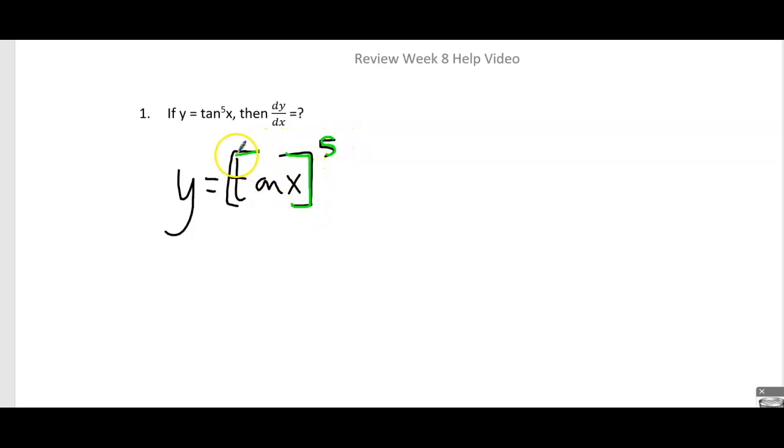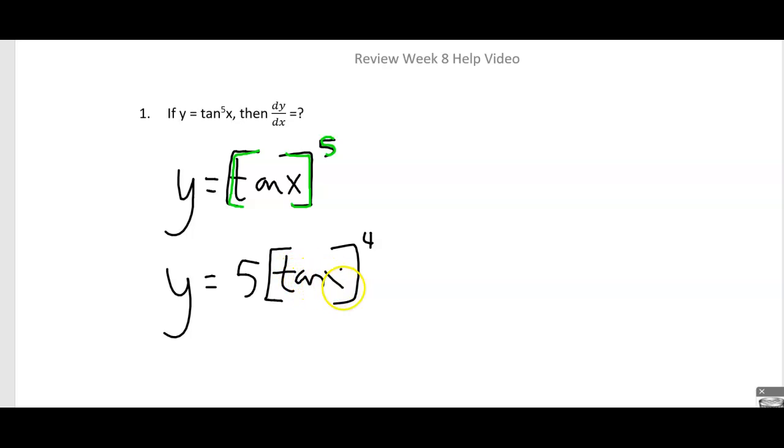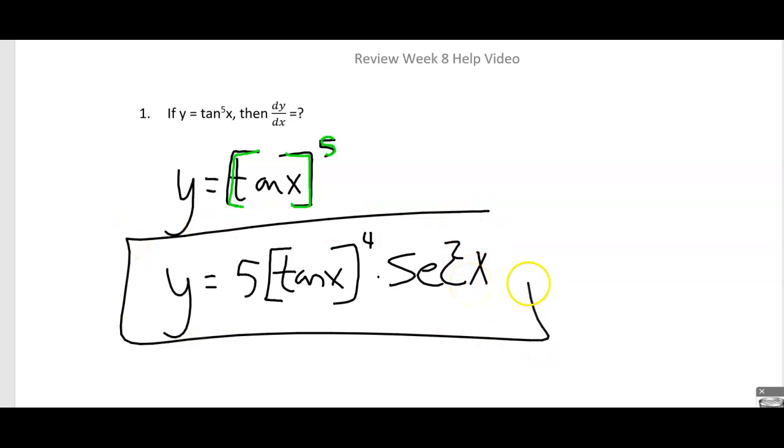So how do we do a derivative of a fifth power? Well, we multiply the power to the front, and we take 1 off of the power, and we leave the inside as is. Then we're also going to multiply it by the derivative of the inside, which is secant squared x. And so you are going to have a problem similar to this. You just do the derivative of the outside multiplied by the derivative of the inside. Let's take a look at number 2.